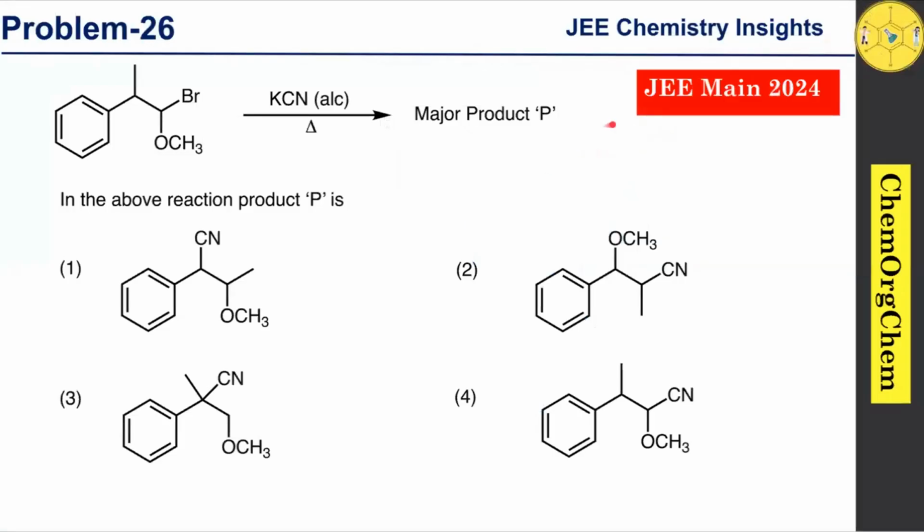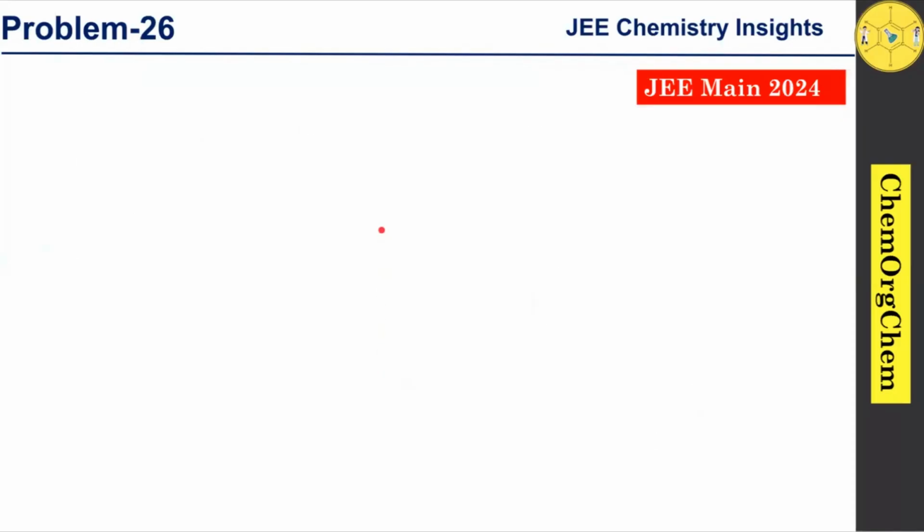So here you can see that this is the reaction from JEE Main 2024. As per this question, we are given this substrate which reacts with potassium cyanide in alcoholic solution under heating, which produces major product B. Here you can see that four options are given. Let's solve together to find the correct option for this substitution reaction. Let's analyze the question first.